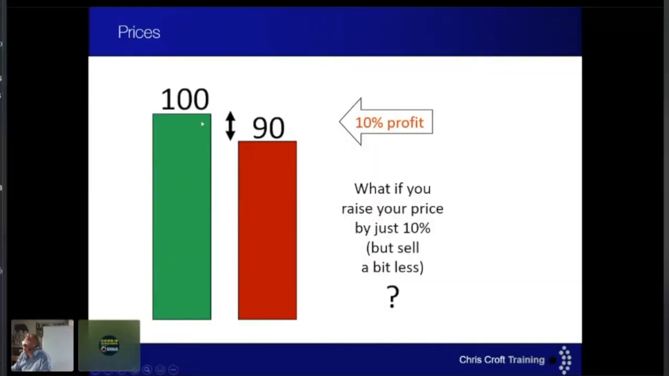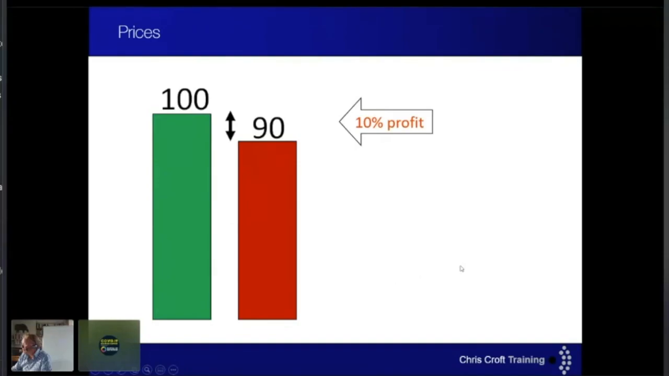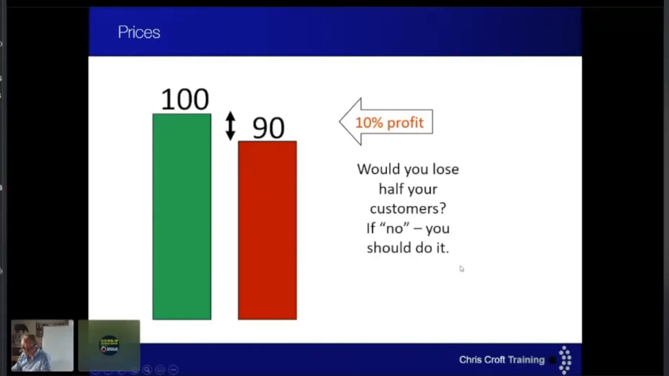So I can afford to lose half my customers and still make the same money. And if I lose less than half, if I only lose 10 or 20 or 30% of my customers by putting my price up to 110, I've made more profit. And I think you'll agree that almost certainly by raising my price by 10%, I'm not going to lose half of my customers. So I've put here, would you lose half your customers? If no, you should do it.